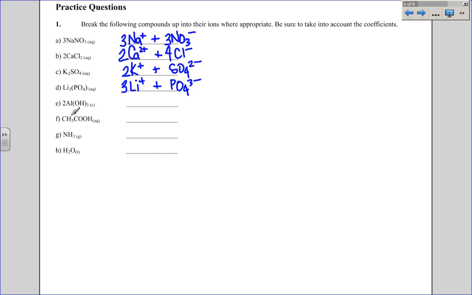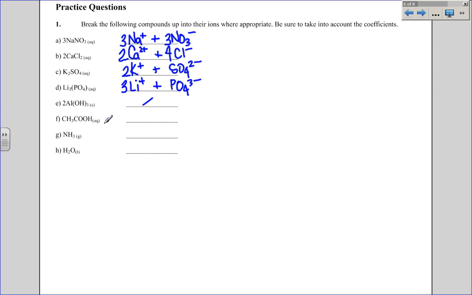Now this one here, aluminum hydroxide, and it's a solid. A solid will not break up into its ions. So how it would exist in solution is as is. It doesn't break up into any ions. If you were to zoom in and look, you would see compounds of aluminum hydroxide in the container.